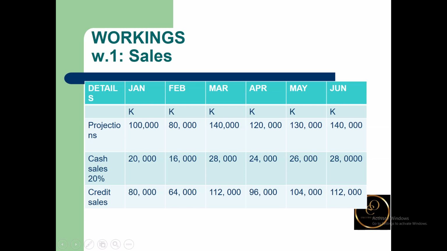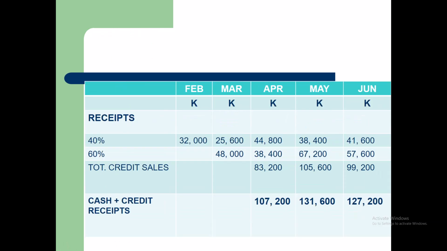So again, we are guided. It is 40% in the month following sale. The month following sale of March sales is April. So 40% of 112 will be received in April, which is 44,800. And the 60% received in May, which is 67,200.